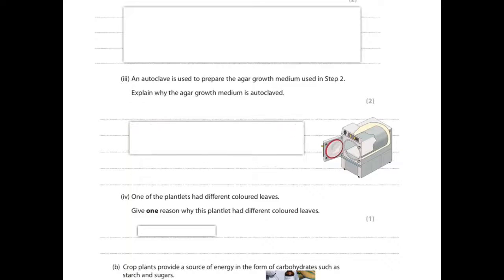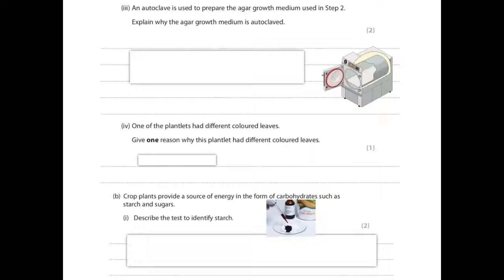If one of the plantlets had different colored leaves, give one reason why this plantlet had different colored leaves. So we're looking at possible reasons. It could be environmental reasons or genetic reasons. It could be a mutation, or it could be to do with different nutrients. It could be a number of reasons. So choose a suitable environmental or genetic reason, like mutation or a disease.